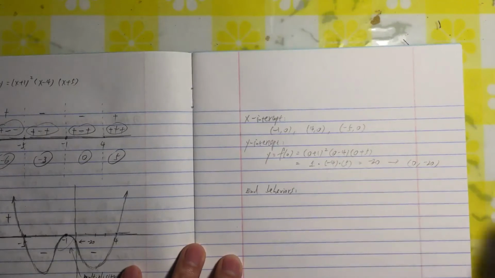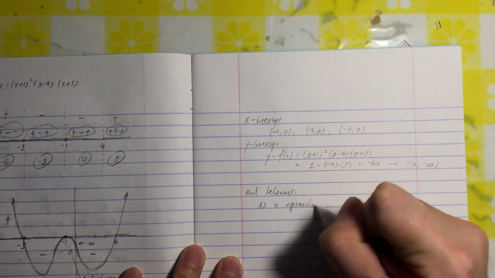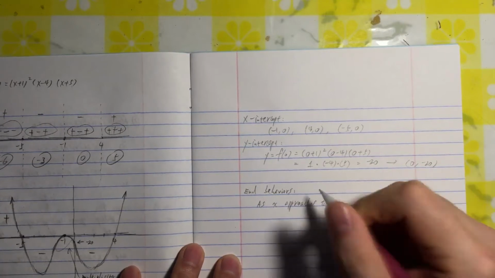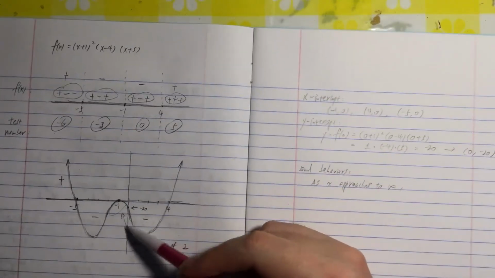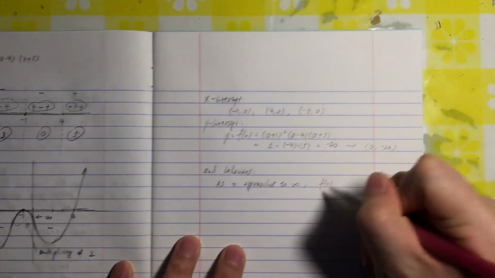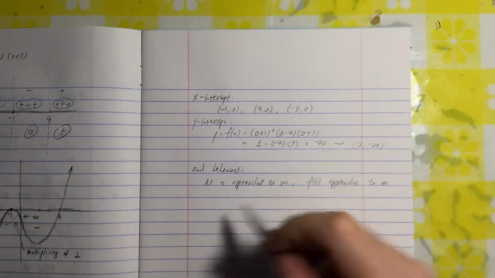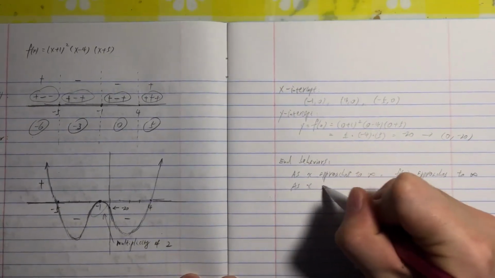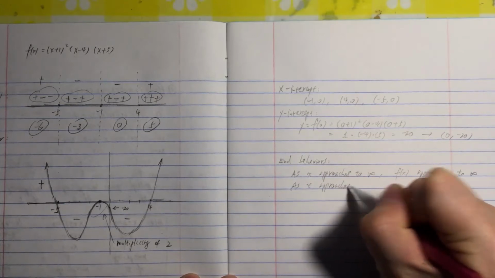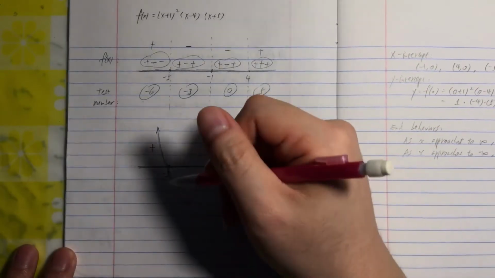So as x approaches infinity, function f goes all the way up. If function f goes all the way up, it goes up to infinity. f of x approaches infinity. As x approaches infinity, f of x approaches infinity, and on the left side, as x approaches negative infinity, function f also goes all the way up. It goes up to infinity.